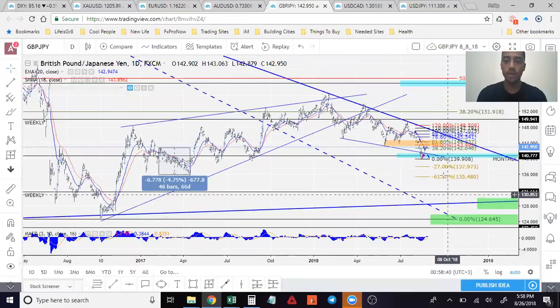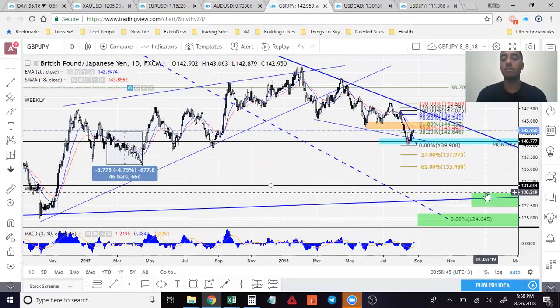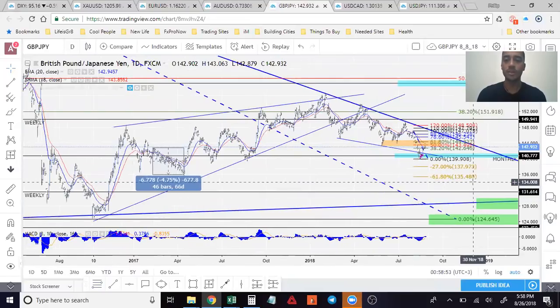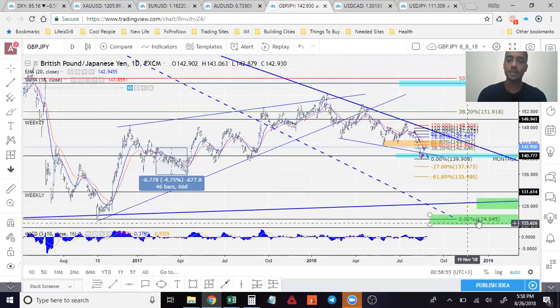And then 61.8 will probably be my next one. But ultimately, my main observation is price getting to this area here, like the 129 area, 130 area. That's where I see price going, and back to this low right here to about 125. All right, so that's GJ.